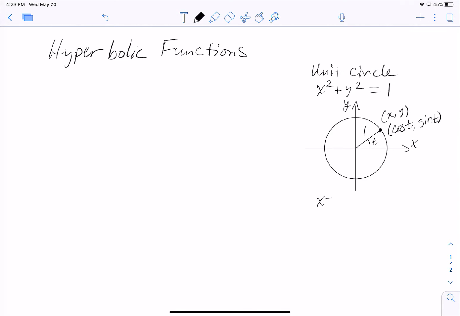And so here we would say x is equal to the cosine. I won't say equals because I'm not going to make it an equation. X colon. And y is represented by the sine function.